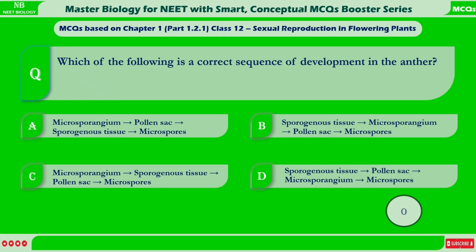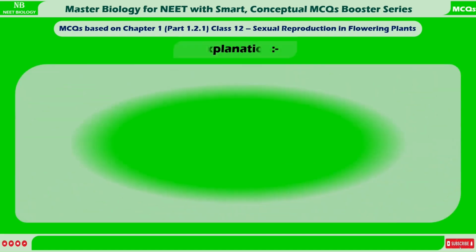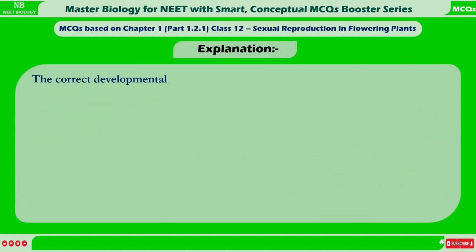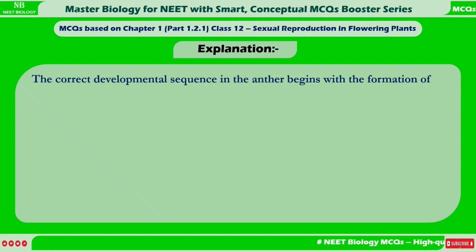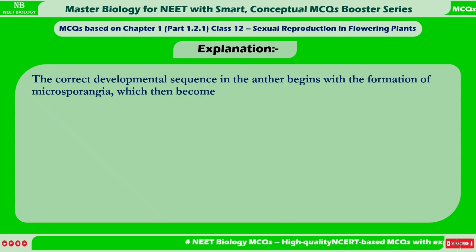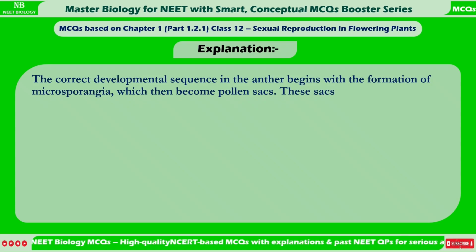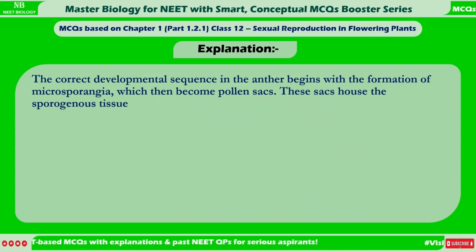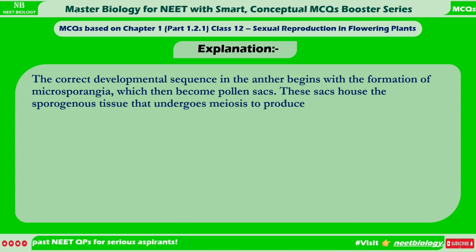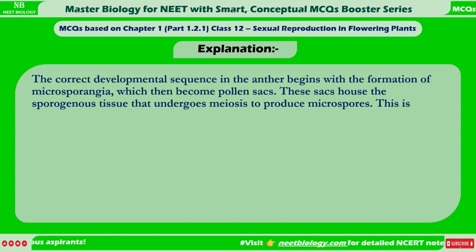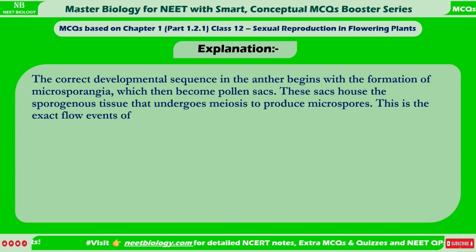Correct answer is A. Microsporangium, pollen sac, sporogenous tissue, microspores. Explanation. The correct developmental sequence in the anther begins with the formation of microsporangia, which then become pollen sacs. These sacs house the sporogenous tissue that undergoes meiosis to produce microspores. This is the exact flow described in the NCERT.